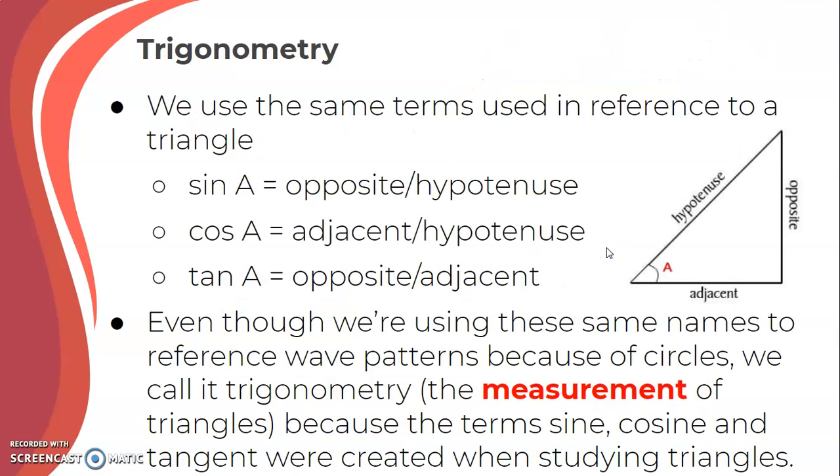So we use the same term trigonometry. You might have heard it used in reference to a triangle. That is because trig means triangle, tri, three sides, that whole thing, right? Trigonometry is really the study of triangles, but there's a reason why we use a triangle to talk about wave shape. And it has to do with this triangle setup right here.